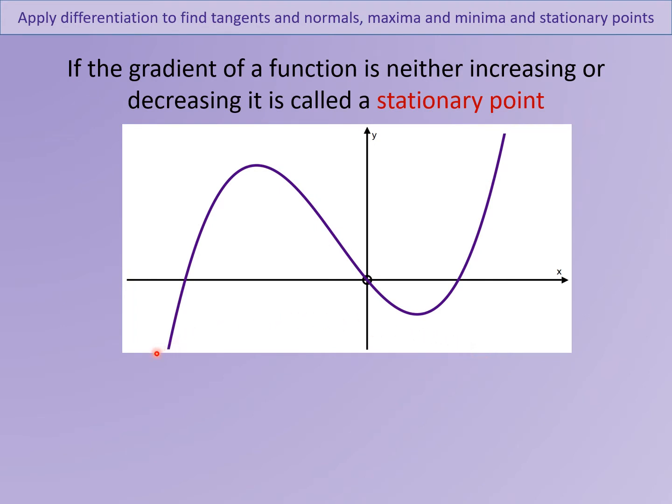But if the gradient is neither increasing nor decreasing, then it's what we call a stationary point. Now you've investigated stationary points already, so this is just an extra definition of it. If it's neither an increasing function nor a decreasing function, it means it has a zero gradient, and it's called a stationary point. It has a stationary point just there, and just here. That's an example showing that the line there is neither going up nor down. Same there, it's not going up or down, so they are stationary points.